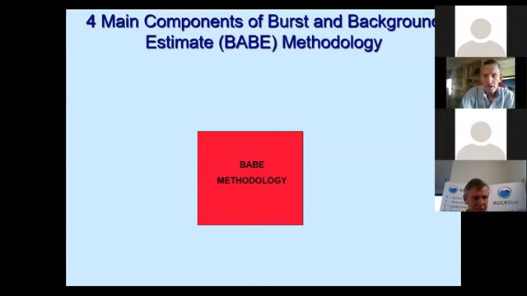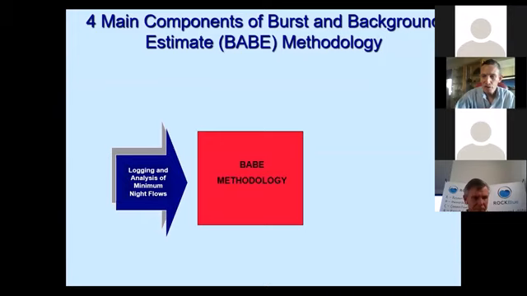Now, what the UK did in order to address leakage in a normal water supply system, they came up with a standard methodology called the BABE methodology. And the BABE methodology has 4 pillars. The first one is logging and analysis of minimum night flows. So basically you're looking at the water going into an area between midnight and say 4 o'clock in the morning and trying to identify how much water goes into that area during that period of minimum night flow, and then establish how much of that water is legitimate use and the balance is then leakage of one sort or another. We're not going to discuss that today, but that is one of the pillars.